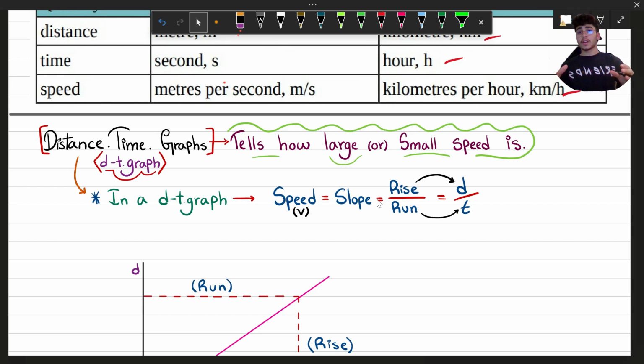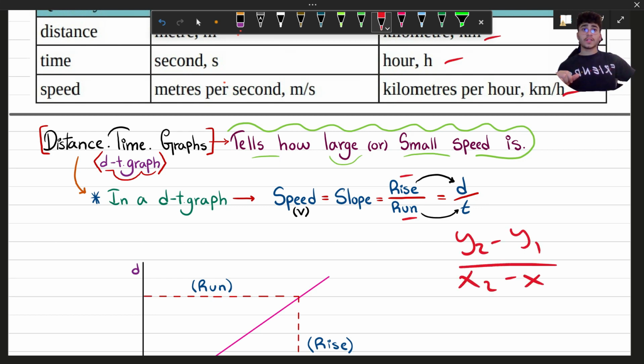Distance time graphs help us do that. A distance time graph is a graph that tells us how large or small the speed is. In a distance time graph, the speed, which is the main core of the graph, is the slope of the graph. And as you know in math, slope is rise over run, y2 minus y1 over x2 minus x1, change in y over change in x. The rise is the distance and the run is the time. So in a distance time graph, speed is equal to slope, and the slope is rise over run. Rise is distance, run is time.